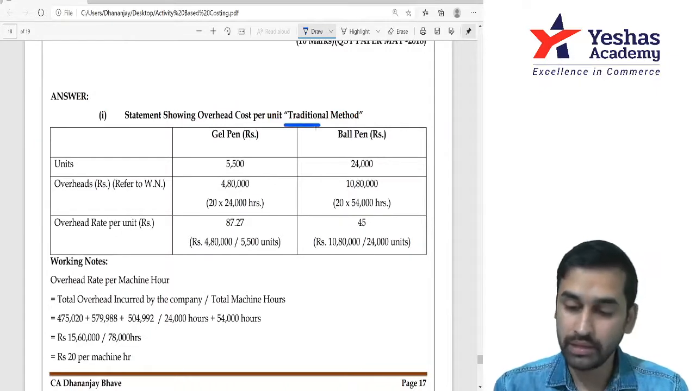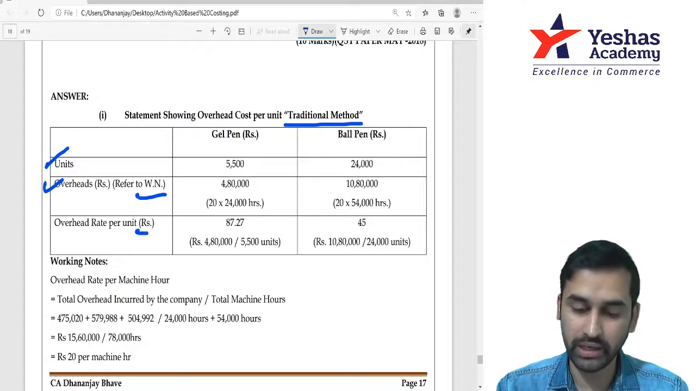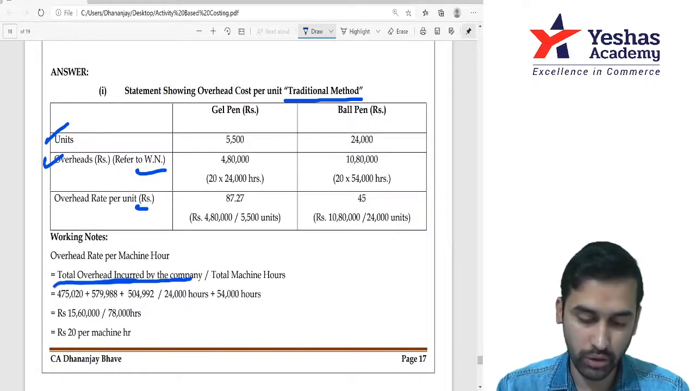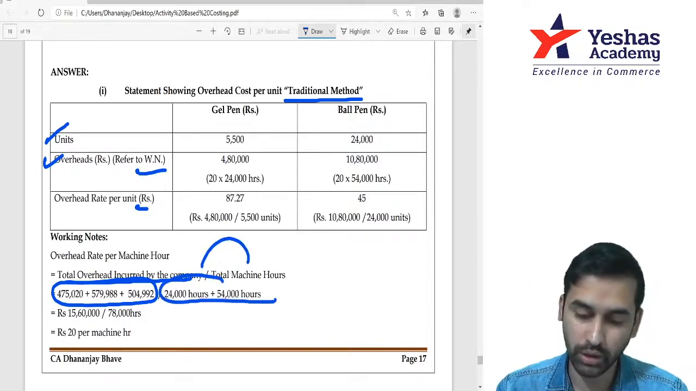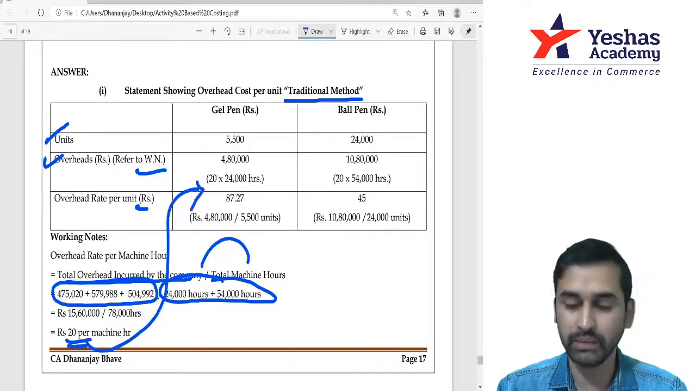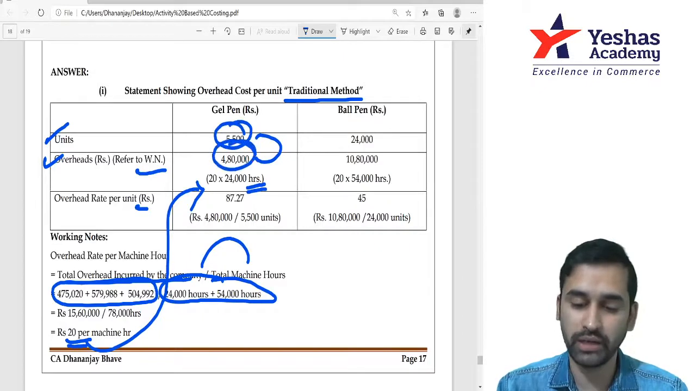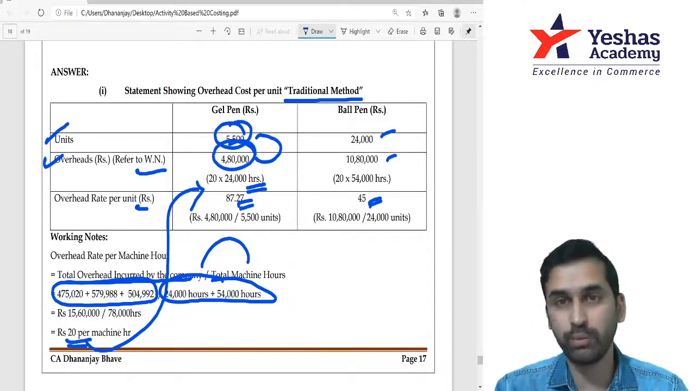First they said traditional method, number of units, overhead, refer working note, overhead rate. Here total overheads is the numerator, denominator is total machine hours, I told you how they got it. Then they got rate 20, and that 20 they have multiplied by number of machine hours. They got 4,80,000, divided by 5,500, they got per unit. Same story for ball pen also.